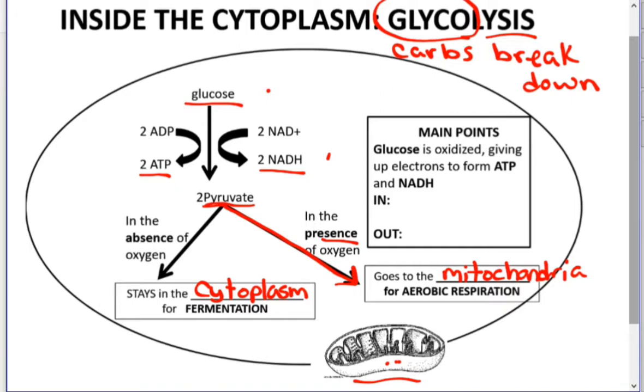Right, so that's the first step, glycolysis. It does not happen in the mitochondria. It happens in the cytoplasm. How many steps do I have left? 3. Remember, I told you it's a 4-step process. So we've got 3 steps to go before we're done.